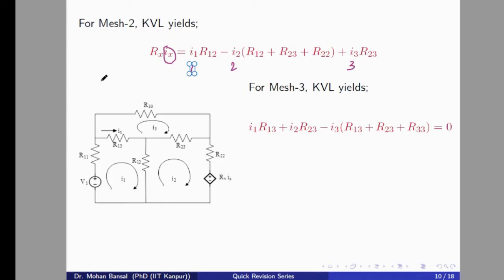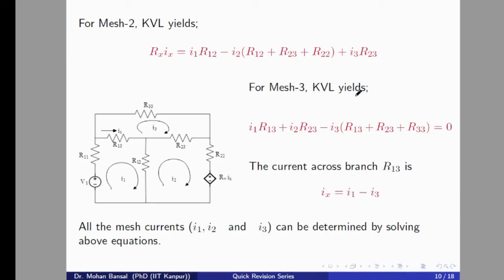We require one more equation, which we can find from here, because this is the Ix. We can get the relation of Ix in terms of I1 and I3, and you know the current in the branch R13 is I1 minus I3, which is nothing but equal to Ix. So we have the fourth equation, that is Ix equal to I1 minus I3. Now we can easily simplify all these equations. We can substitute Ix here, so we get three equations with three variables, and we can easily find the values of I1, I2, and I3 in this example.